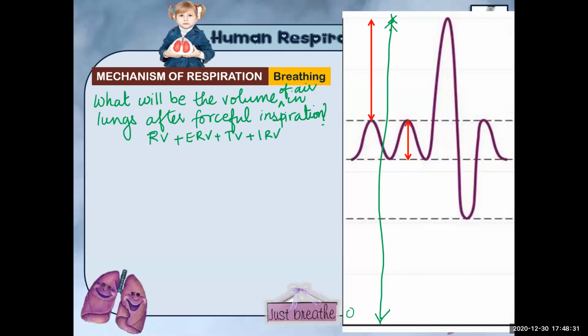चलो, same question. What will be the volume of air in the lungs? Same question. लास्ट दो वर्ड चेंज कर रहा हूं. आफ्टर फोर्सफुल एक्सपिरेशन, what will be the volume of air remaining in the lung after forceful expiration?